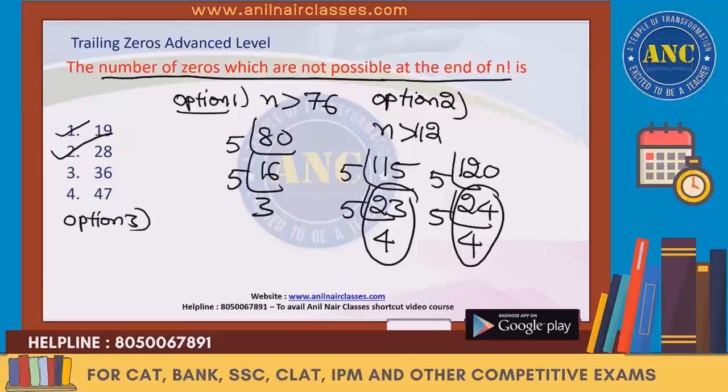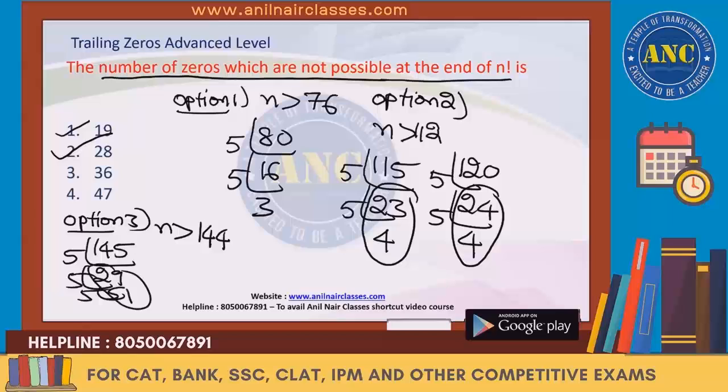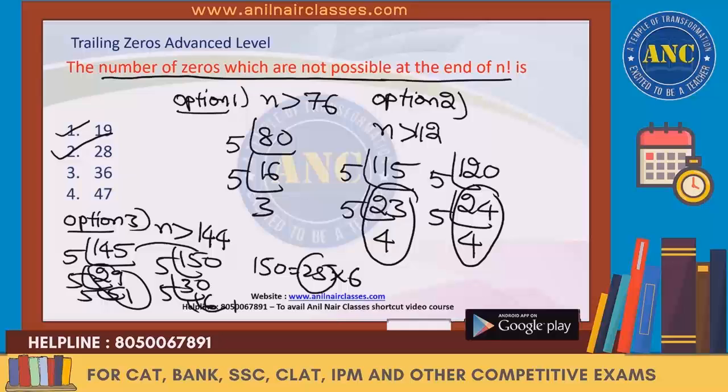Option 3. n is greater than 4 times 36, which is 144. What is the multiple of 5 greater than 144? 145: 5 29s are, 5 5s are, 5 1s are, giving 35. Next it is 150. 150 is 5 30s are, 5 6s are, 5 1s are, giving 37. Directly from 35 to 37 there will be a jump. Why? Because 150 is 25 into 6. So 36 is not possible.